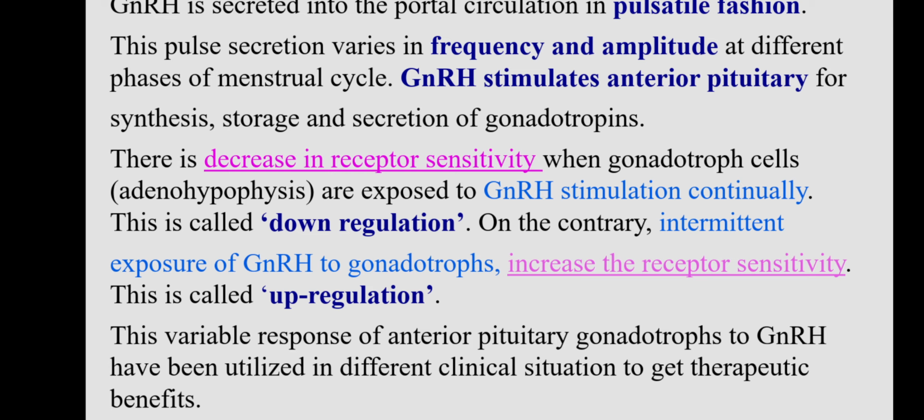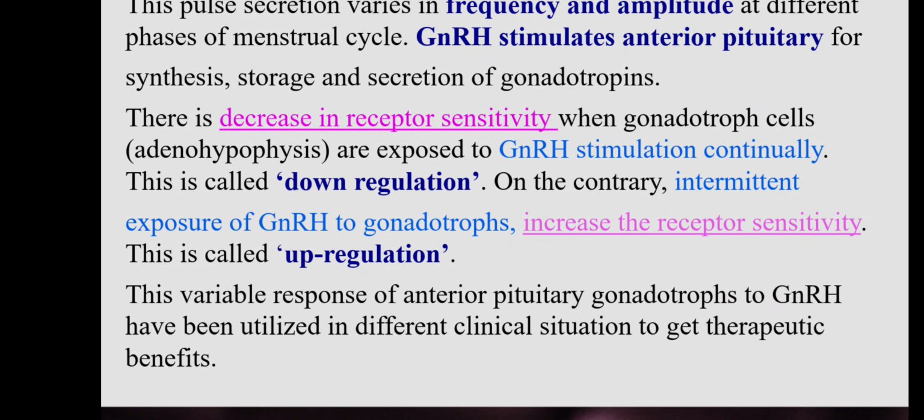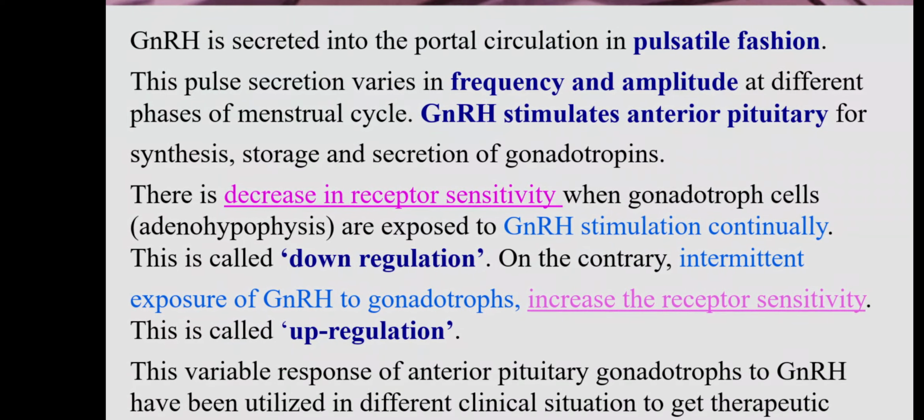Whereas the intermittent exposure of GnRH to the gonadotrophs increases the receptor sensitivity, which is called upregulation. When it is released intermittently or in the pulsatile manner, GnRH is released more, the gonadotrophins are released more, and the sensitivity also increases. This is called the upregulation. This variable response of the anterior pituitary gonadotrophs to the GnRH has been utilized in different clinical situations to get the therapeutic benefit. So this is called down regulation and up regulation.